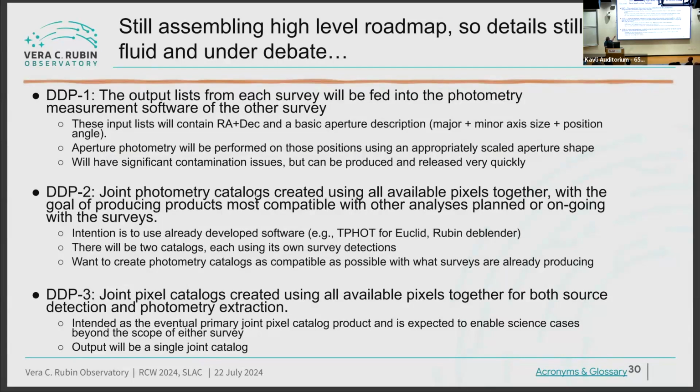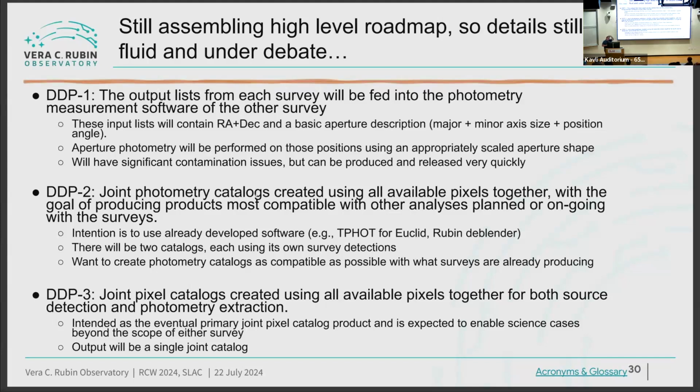Then the more complex one, DDP2, has joint photometry catalogs using all the available pixels together with the goal of producing products that are most compatible with the analysis already planned or ongoing with the other surveys. So the intention here is to use the already developed software that exists. So for instance, T-Photo for Euclid, and the Rubin deblender. We're going to, again, feed the coordinates found from one survey to the other one, but now we need access to most pixel sets so we can run the software that already exists.